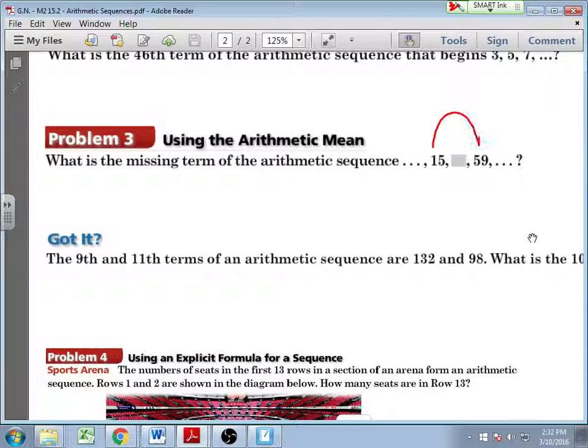So, what we can see here is what's the difference to jump from 15 to 59, Grant? 44? But is that the difference for the sequence? No, what would be the difference for the sequence then? Yeah, we have to divide by how many terms we've jumped. So here I've jumped 2 terms, so my difference is really 22, which means that my value in here would really be 37. Then if I add 22 more, I get to 59, which is exactly what I wanted. I told you guys, arithmetic sequences are fairly easy.